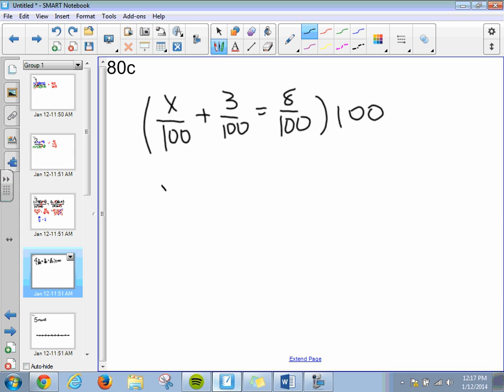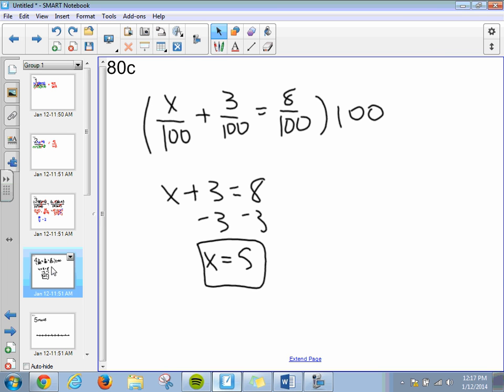What I'm going to do is take and multiply everything by 100. That'll leave me with x plus 3 equals 8. And how easy is that? What plus 3 gives me 8, or subtract 3 from both sides, x equals 5.